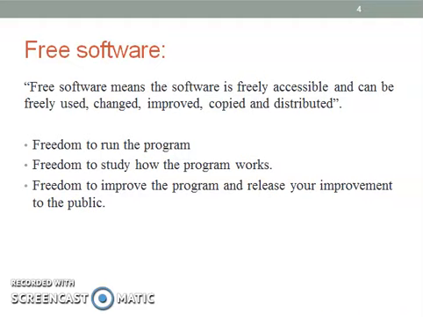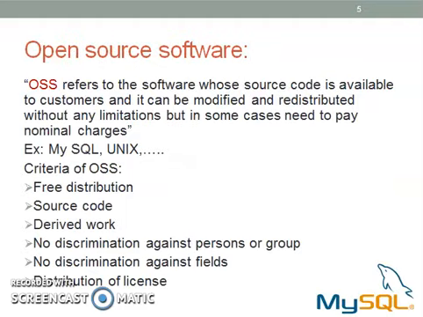Next category of software is the open source software. OSS stands for open source software. It refers to the software whose source code is available to the customer and it can be modified and redistributed without any limitations, but in some cases you need to pay nominal charges for the purpose of development and support of software upgradations. Here open source software appears like a free software, meaning source code is available freely, but some amount needs to be paid.